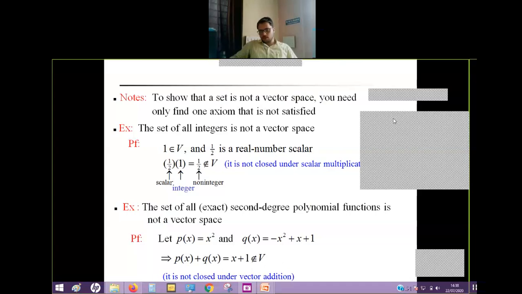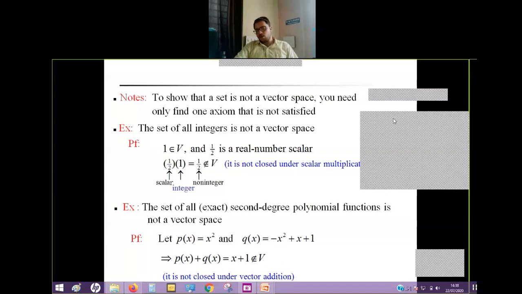Yes, correct. Formally, as you must have seen in differential equations in second year, the degree is the highest power. So the highest power here in x plus 1 is that of x, which has degree 1.